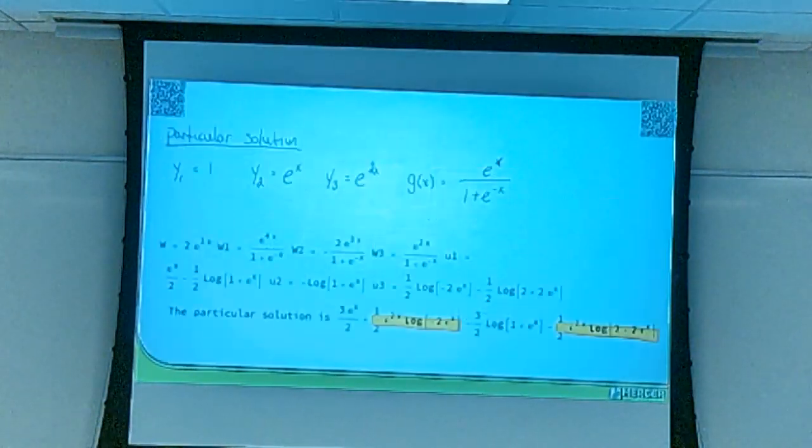If you just look here, what was W? This here? And that's W1. W1 over W. Integrate that. Because that's U1, right? Because U1 prime is W1 over W, which means U1 is that integral. That's an ugly integral to do by hand.